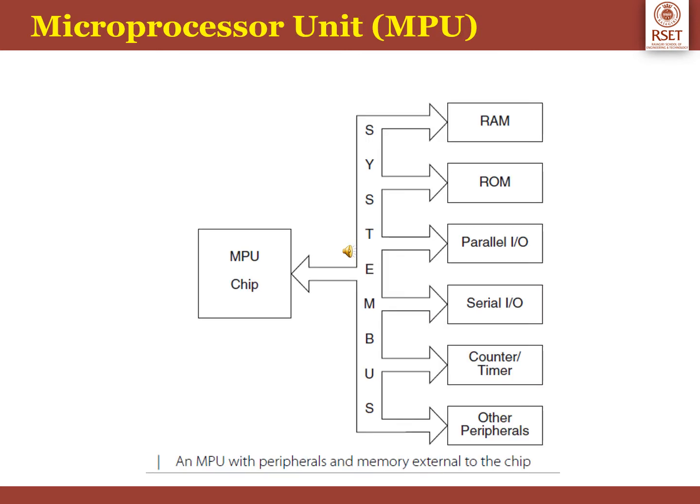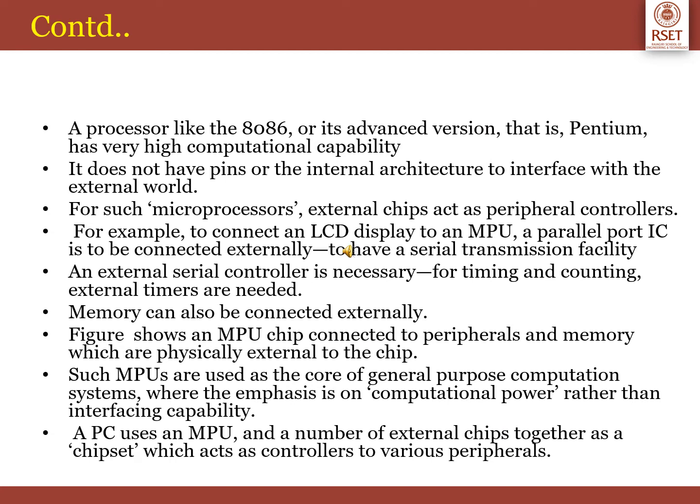The microprocessor unit, the main part is the MPU chip, that is the microprocessor unit chip, and the components connected via the system bus are RAM, ROM, parallel I/O, serial I/O, counters or timers and other peripherals. A processor like the 8086 or its advanced version like the Pentium has a high computational capability.